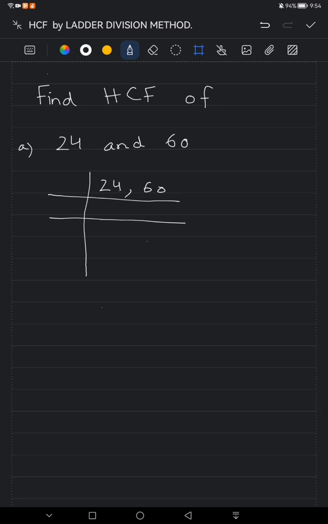Now 24 and 60, they both are even numbers, so the smallest possible common prime factor of 24 and 60 is 2. 2 times 12 and 2 times 30. Again, 12 and 30 are even numbers, so the smallest possible prime factor of these two is 2 again. 2 times 6 and 2 times 15. Now we have 6 and 15 left.